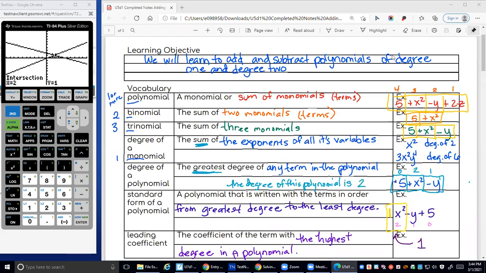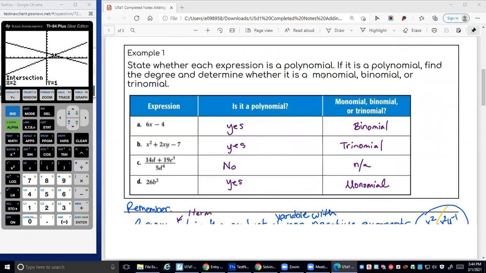So when we say we're only going to be adding and subtracting polynomials of degree 1 and degree 2, that means that the exponents are going to be no larger than 2. Okay? It's kind of a way of saying that. All right, just so that you get familiar, let's go ahead and pick up where we left off.